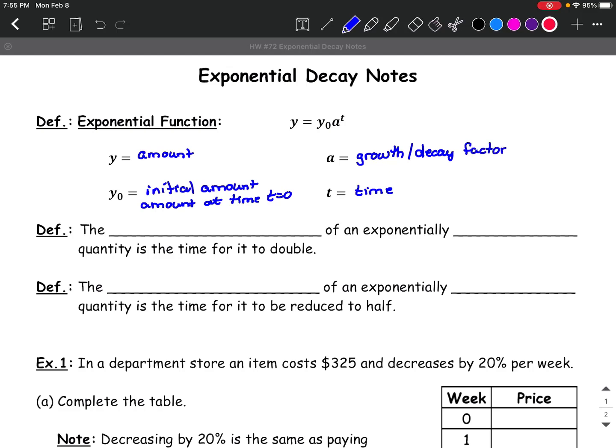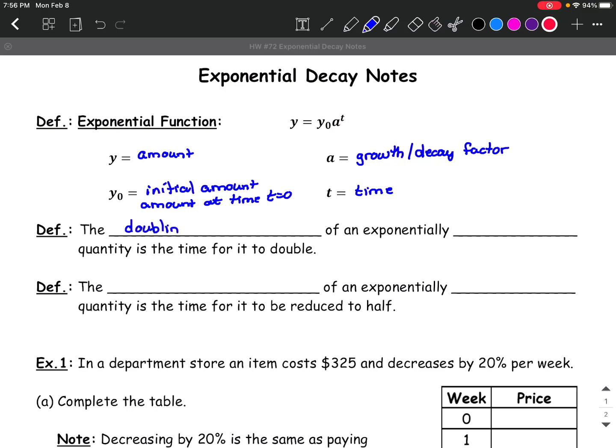So if we're increasing, it's a growth factor, and that'll be a number that's bigger than 1. If our exponential is decreasing, that's a decay factor, and that number will be between 0 and 1. Okay, so next, we want to make sure you know two terms, and they're pretty self-explanatory.